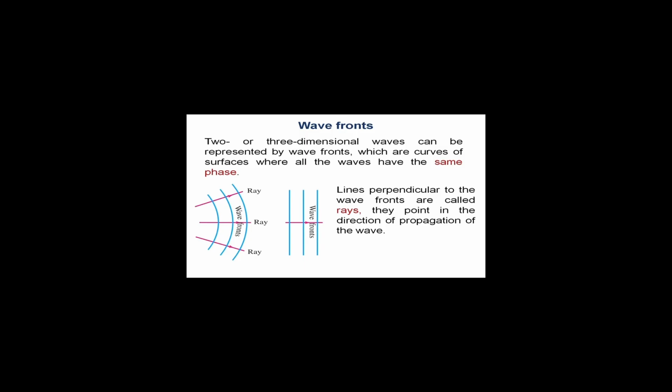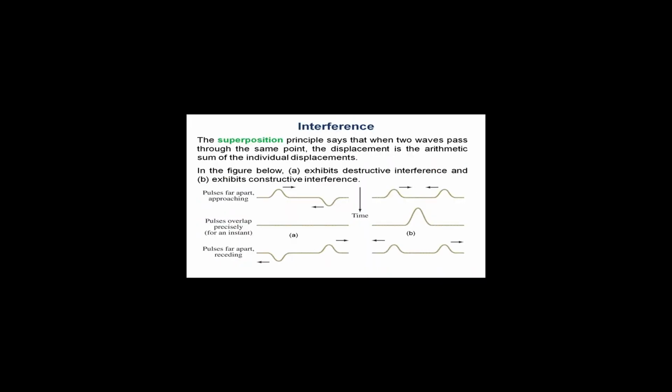If you throw a stone on a pond, you see that a wave is generated, and that wave propagates towards the bank of the pond. The direction of propagation is pointed by the ray. Now, if waves propagate, there will be interference. Suppose I have a wave like this and another wave approaching like this. When the two waves pass through the same point, interference will happen at that point.